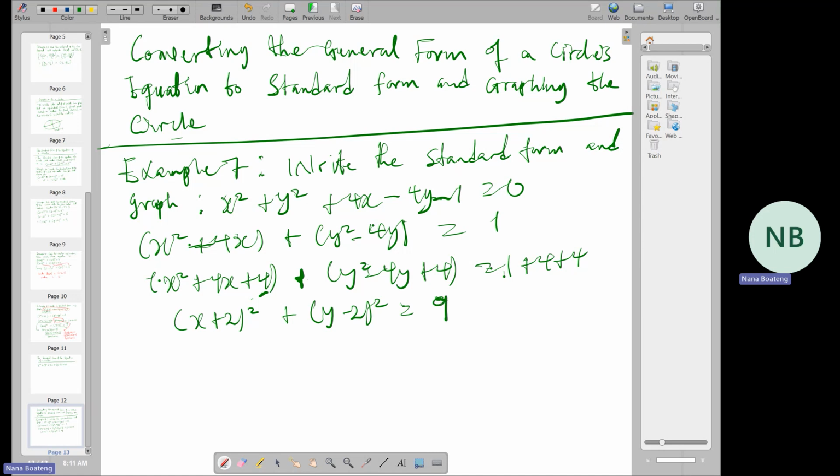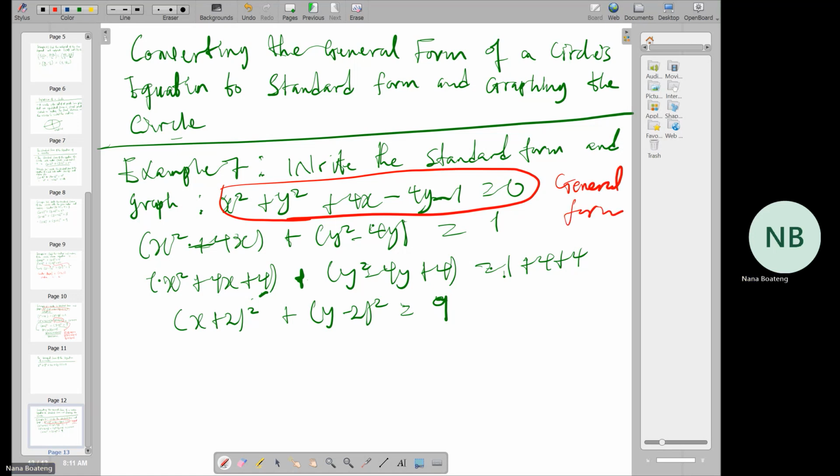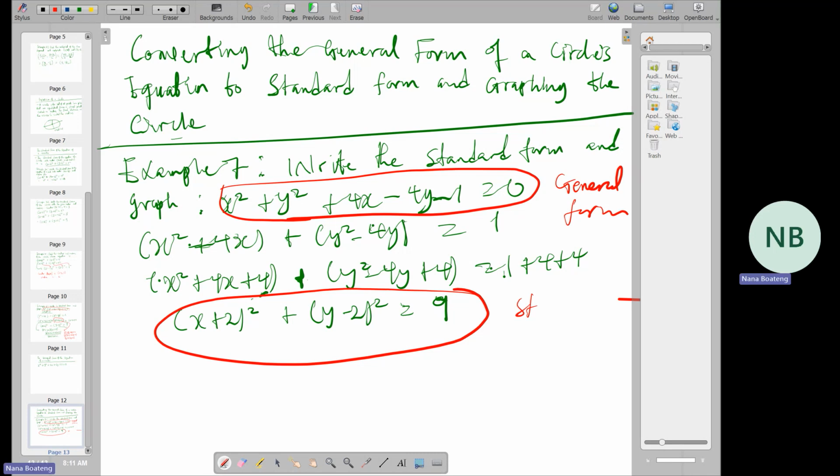So now the equation is in standard form. So we've converted it from the general form into the standard form.